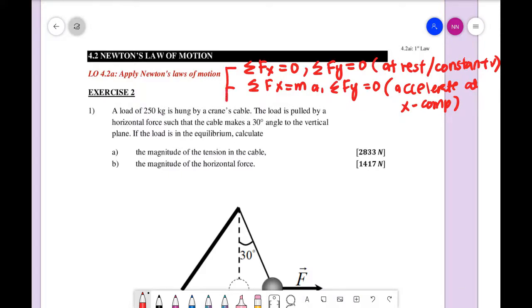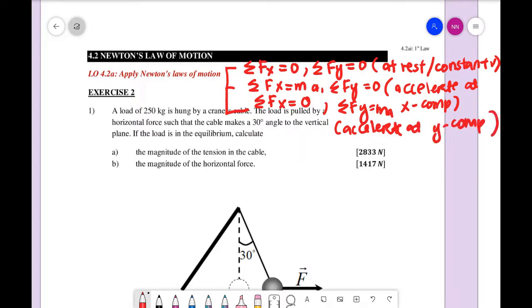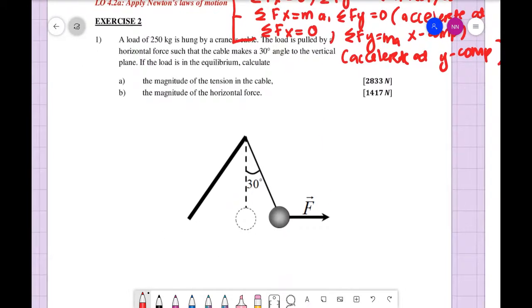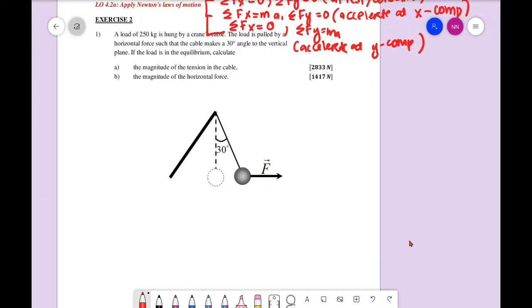Okay, satu keadaan lagi mungkin dia accelerate pada komponen y. Jadi komponen x dia in equilibrium. So net force y equals to ma. Okay, untuk yang ni objek accelerate at y component. Okay, so let us start. As to question number 1.